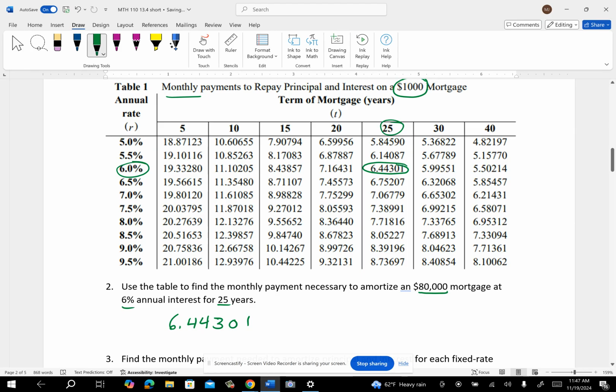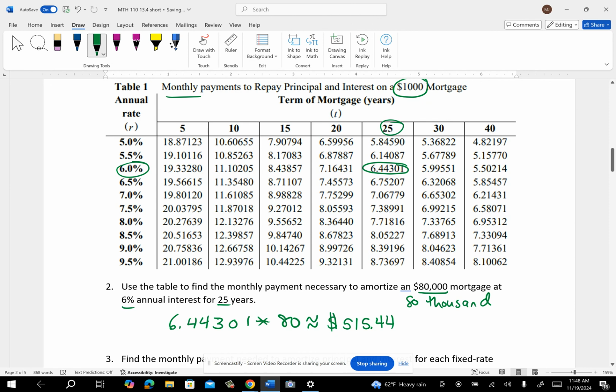What that factor would be is how much you would have to pay every month for 25 years in order to pay off a mortgage of $1,000. Well, we actually borrowed $80,000, right? That factor, that about $6.44, is what it would take to pay off $1,000. So all we need to do is multiply that by 80. And when we do, we get the same thing we got with that formula. Okay, much easier. You're always going to want to use the formula unless you can't.